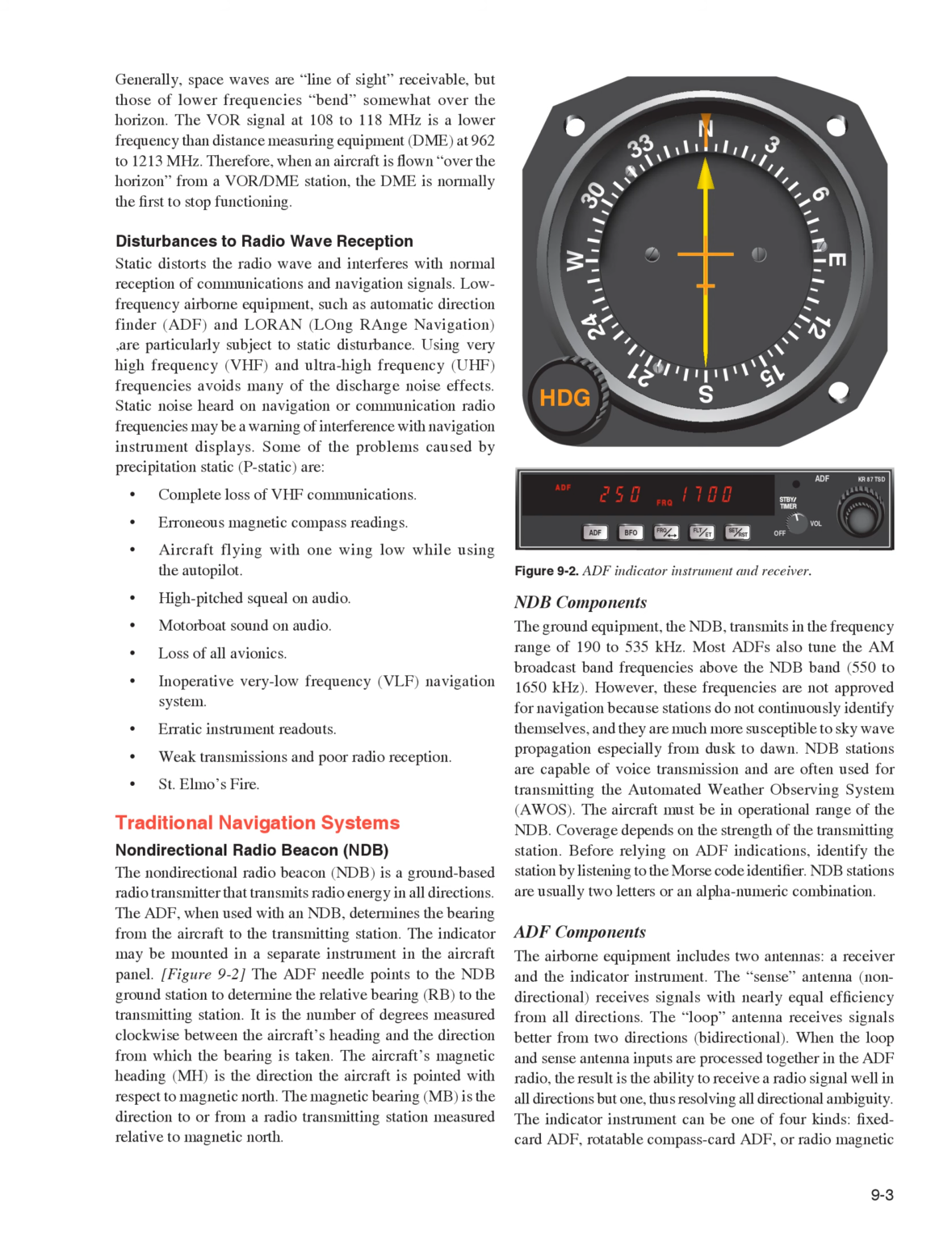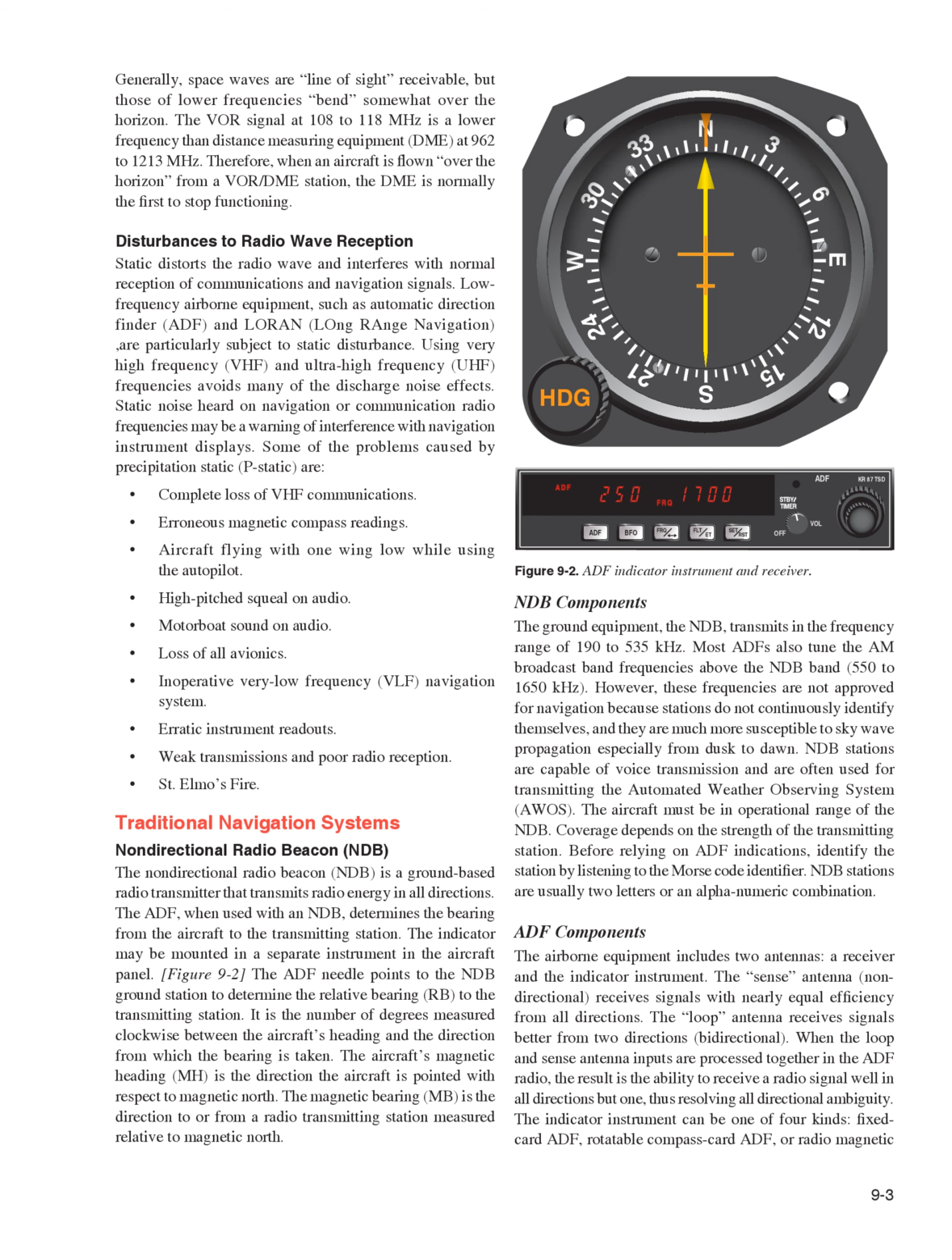It is the number of degrees measured clockwise between the aircraft's heading and the direction from which the bearing is taken. The aircraft's magnetic heading, MH, is the direction the aircraft is pointed with respect to magnetic north. The magnetic bearing, MB, is the direction to or from a radio transmitting station measured relative to magnetic north.